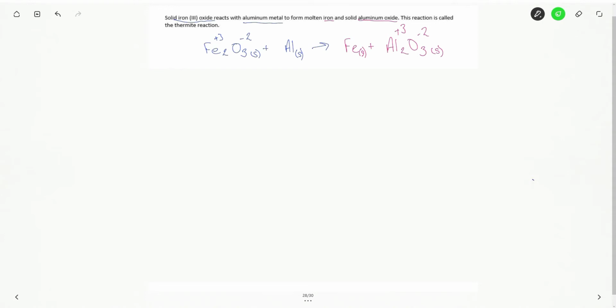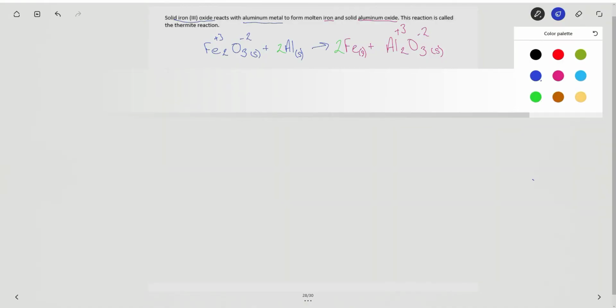Okay, I'm going to look at my irons first. Let's see, I have 2 on my reactant side. So I'm going to put a 2 here. Oxygen's 3 and 3, that's balanced, great. Aluminum, 1 on my reactant side, 2 on my product side. A 2 here, double check. Looks good. Okay, now I have a balanced chemical equation. Great. Let's switch back to my blue.